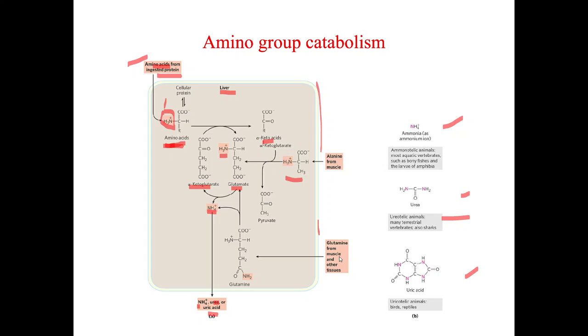Next, glutamine from the muscle and other tissue. So what happens from the muscle and other tissue? You can get glutamine. This glutamine can get converted into glutamate and remove the ammonia. In the next slide, we are going to see how these reactions happen.